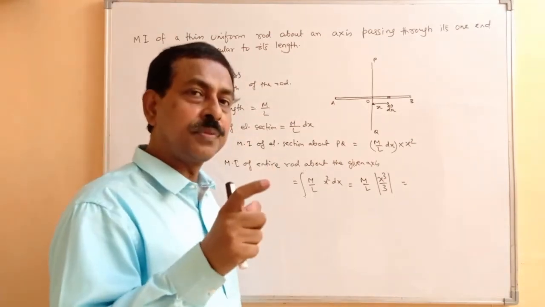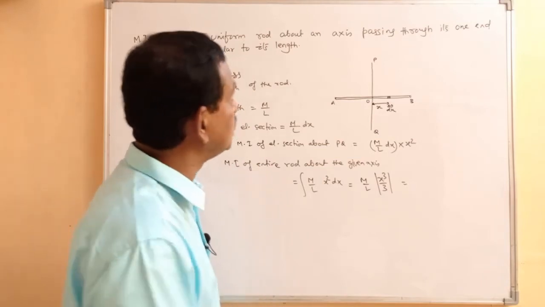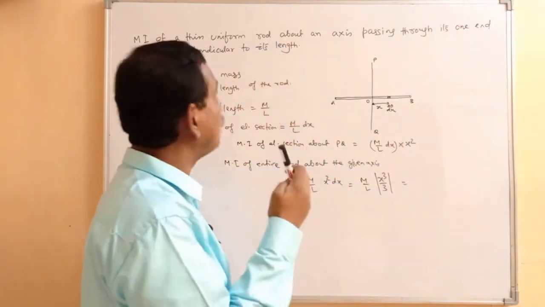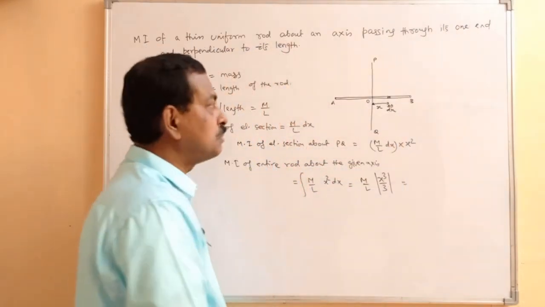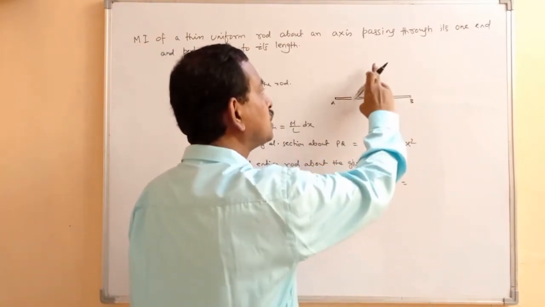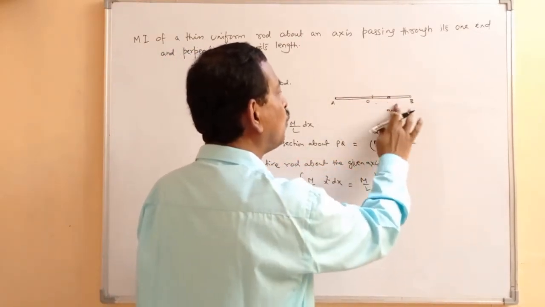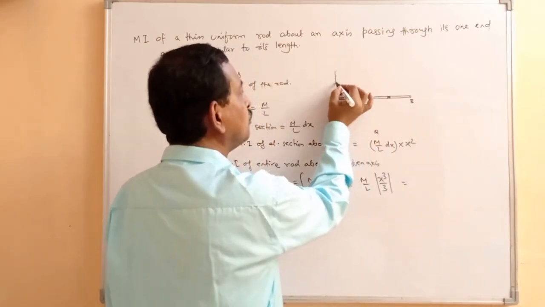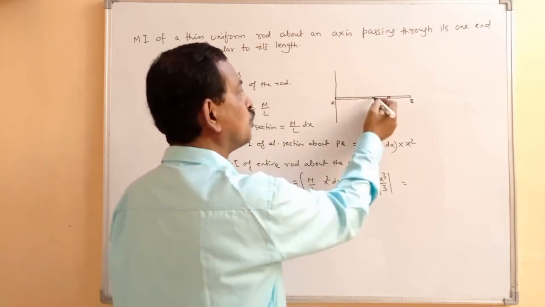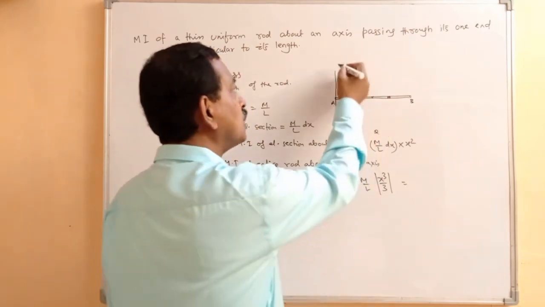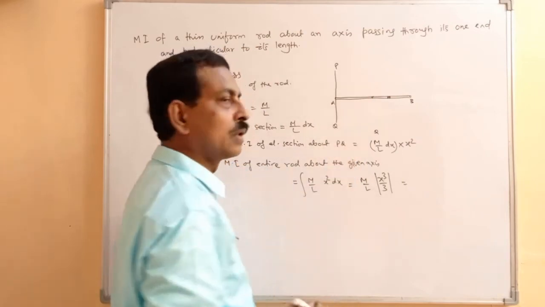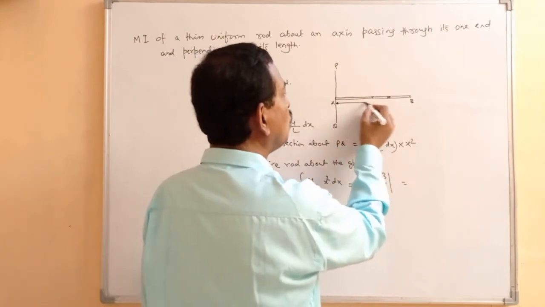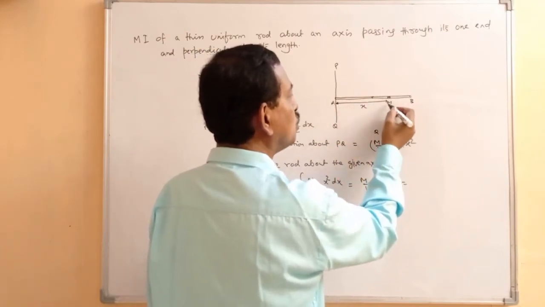For the same rod, suppose we want to find the moment of inertia about an axis passing through one end and perpendicular to its length. That means this time the axis is not passing through the center, but through one end of it. So suppose this time the axis is passing through this point. This is your axis PQ. In the same way we'll proceed. We take the elementary section. Suppose this is the distance x, and this is dx.